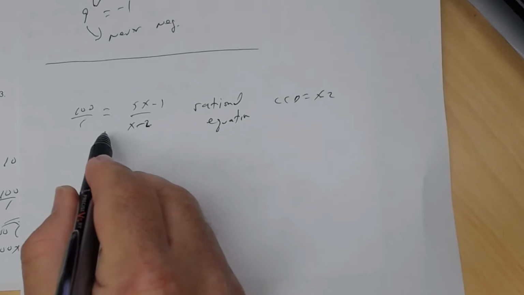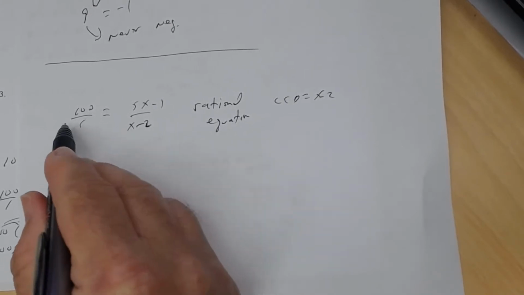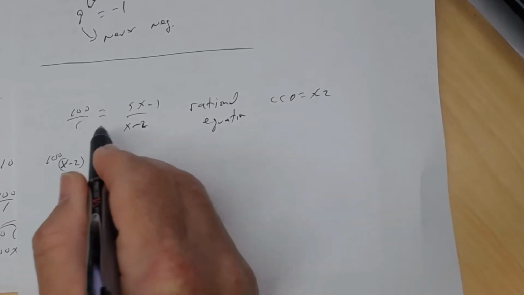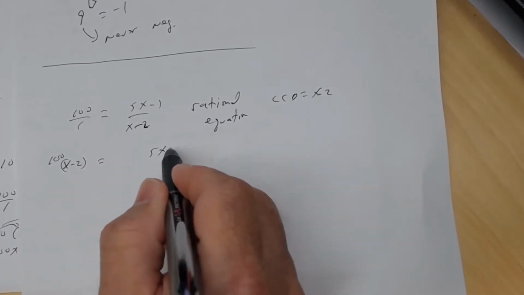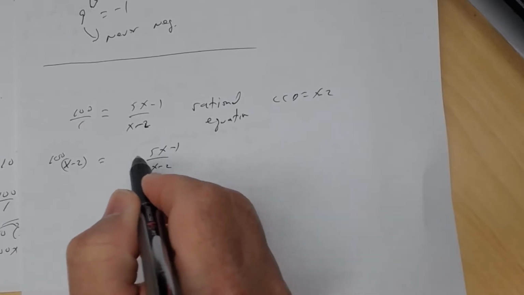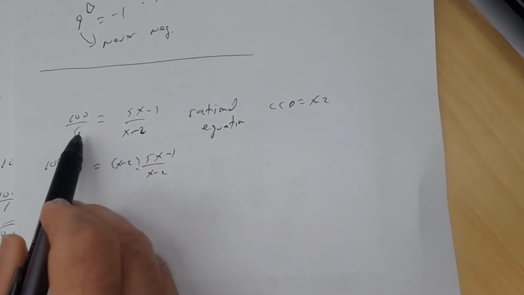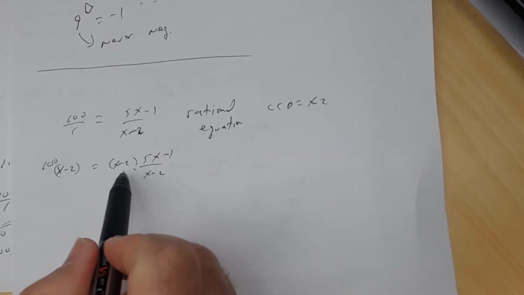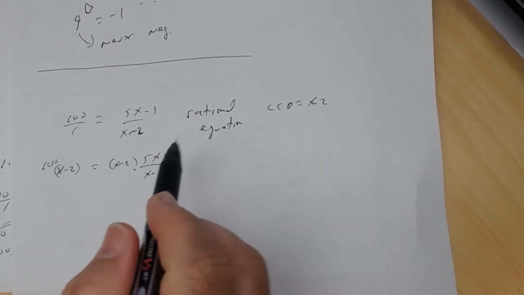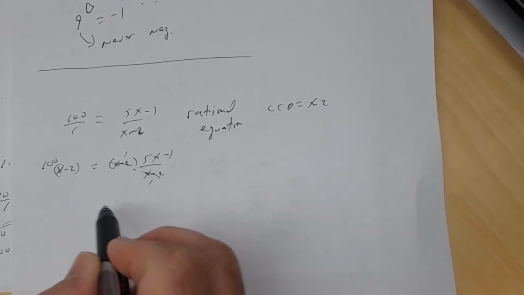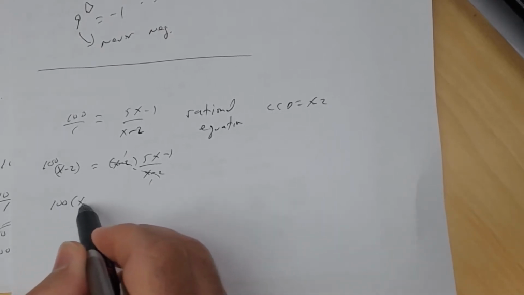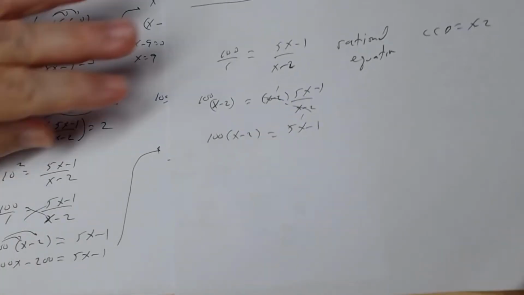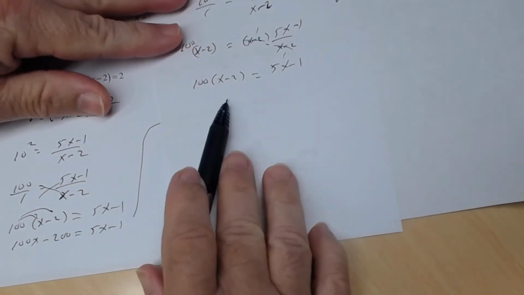And so what I can do is multiply both sides by x minus 2. So I'm going to say x minus 2 times 100 equals, and then this fraction right here, times x minus 2. All I did was take this side, multiply by x minus 2, take this side, multiply by x minus 2. See it? These x minus 2's divide out, and so you get 100 times x minus 2 equals 5x minus 1. And notice, guys, this is what you had here.